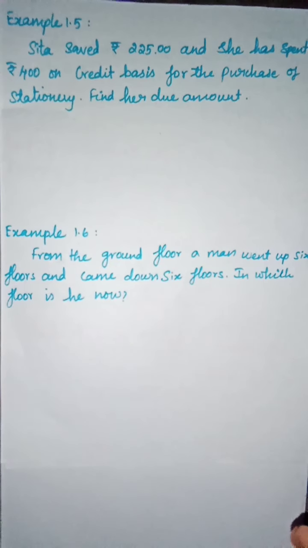Okay, then example 1.5. Sita saved rupees 225 and she spent rupees 400 on credit basis for the purchase of stationery. Find her due amount. Okay, I will read the question another time. Sita saved rupees 225 and she spent rupees 400 on credit basis for the purchase of stationery. Find her due amount. I will explain it in Tamil.